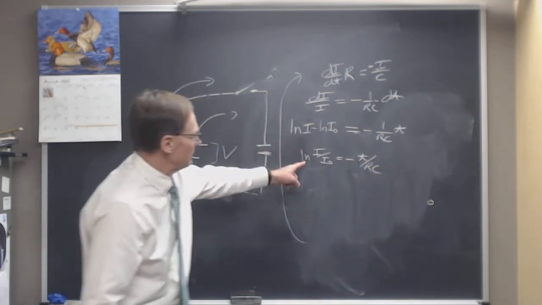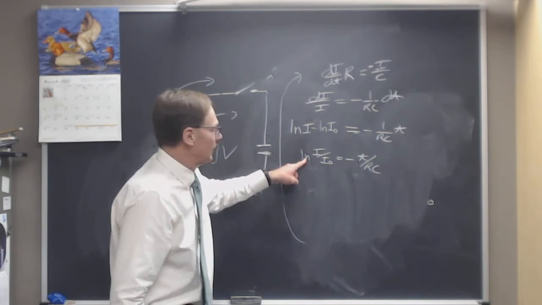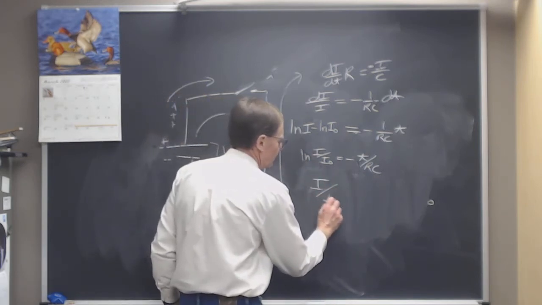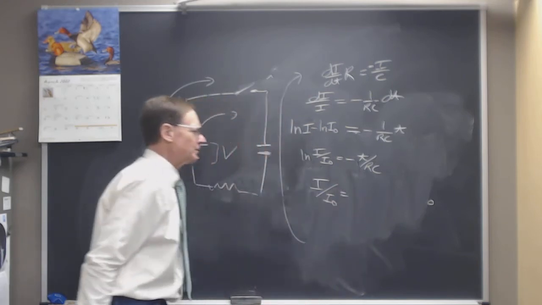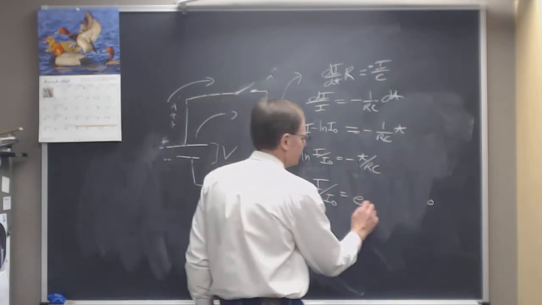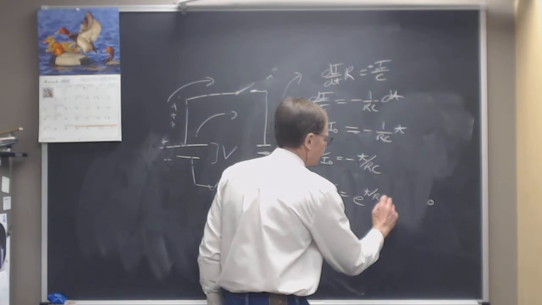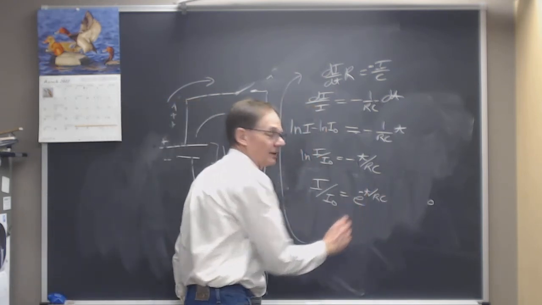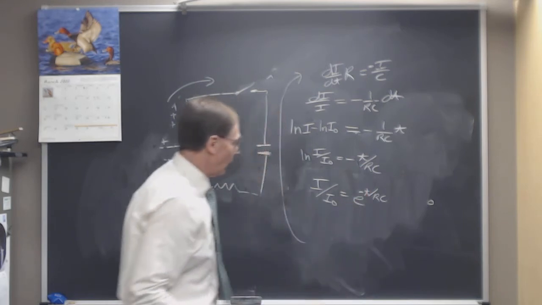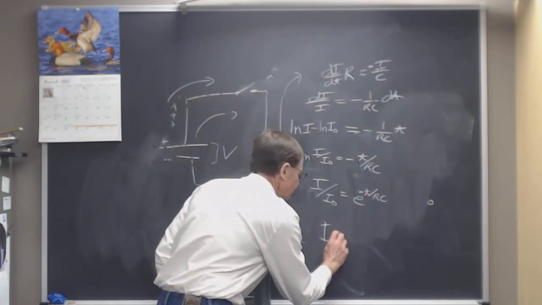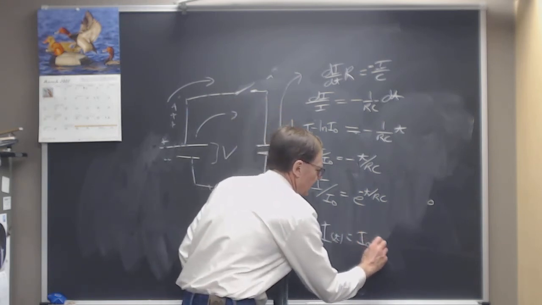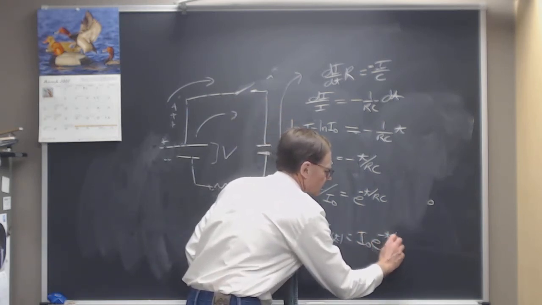If I take an exponential of both sides, that log goes away. E to the log of I over I naught is I over I naught. So I over the initial current is equal to e to the minus t over RC. Once again, he says minus, and he doesn't write minus. So we end up with the current as a function of time, pulling the I naught up to the other side, is equal to I naught e to the minus t over RC.